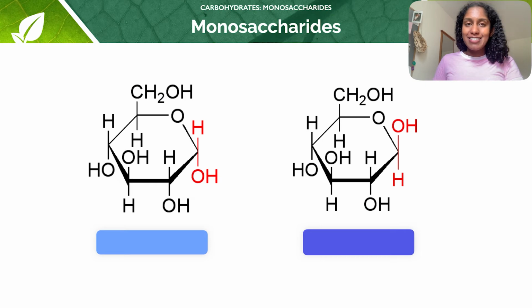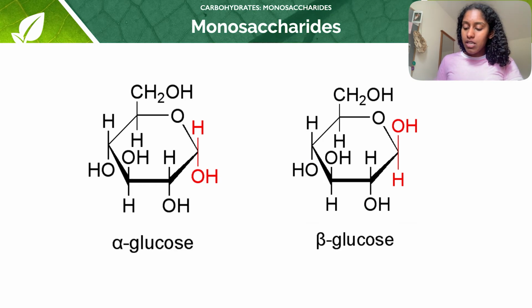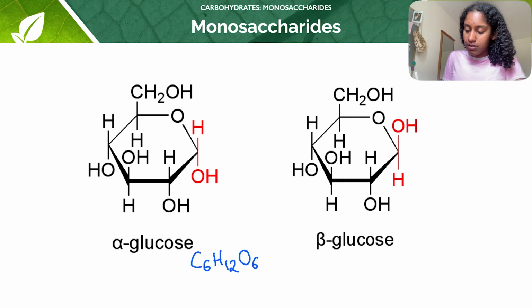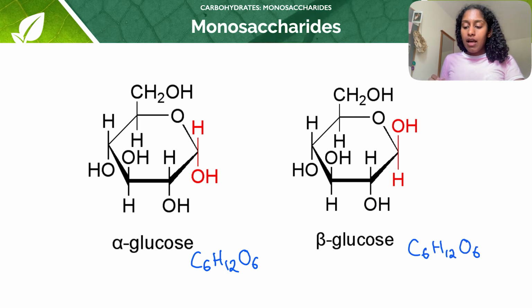Okay, we'll reveal the answers now. This is alpha glucose and this is beta glucose. Now remember, isomers have the same chemical formula, so they are both C6H12O6. They have the same chemical formula, but a different arrangement of atoms in space. That's the definition of isomers. And between alpha glucose and beta glucose, they just have a different arrangement of this in space.